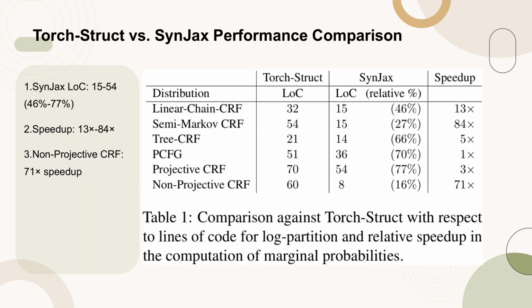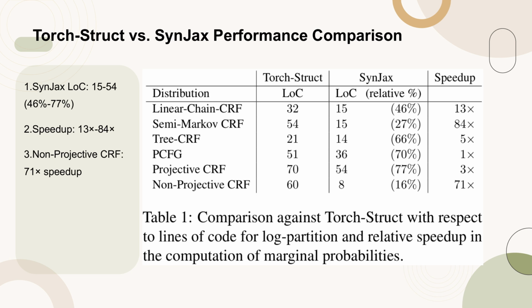Table 1 presents a detailed comparison between SynJax and Torch-Struct in terms of lines of code, LOC, for log partition computation and the relative speedup in calculating marginal probabilities. SynJax demonstrates significant efficiency improvements across various distributions. For instance, SynJax's implementation of non-projective CRF achieves a remarkable 71 times speed-up compared to Torch-Struct, while maintaining a codebase that is 16% the size of Torch-Struct's.